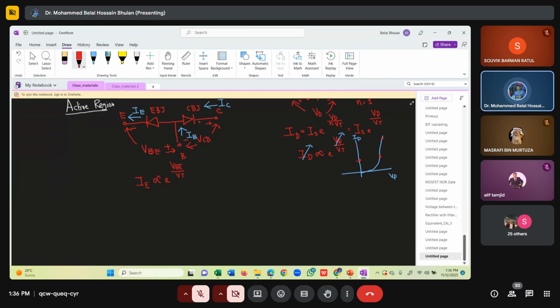IB is also a diode current, so it must be proportional to e to the power VBE over VT. And then my question to you: what about IC? How can I write IC? What is it dependent on? Can anyone tell?